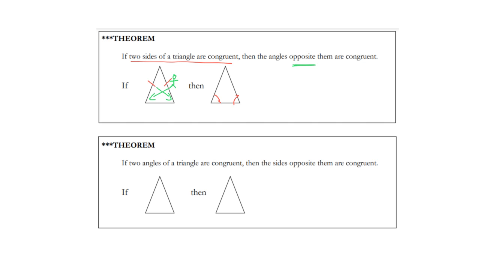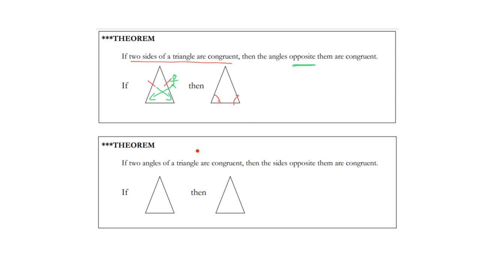Okay? So the base angles. Remember, this would be the vertex angle. So that means the base angles are congruent. So if these two sides are congruent, the base angles are congruent. And then the converse, remember converses from chapter 1? The converse is also true.